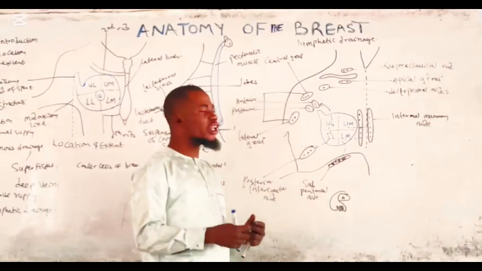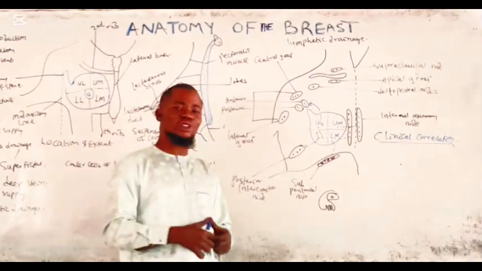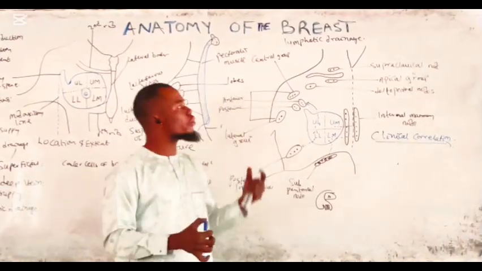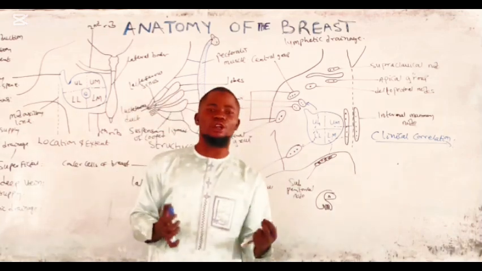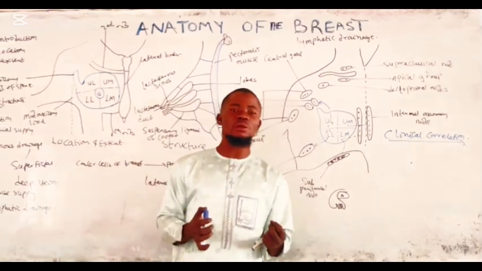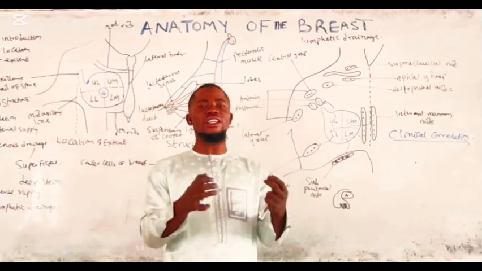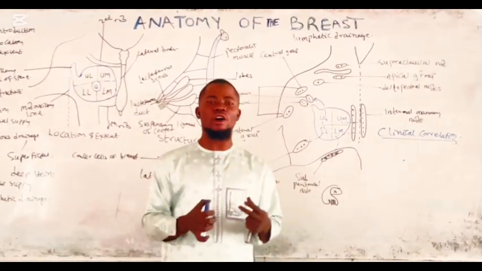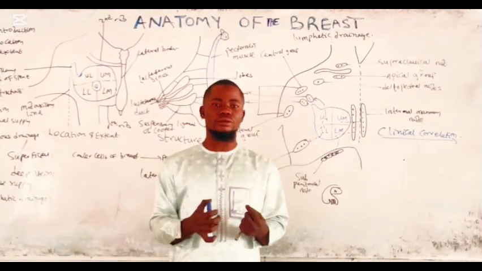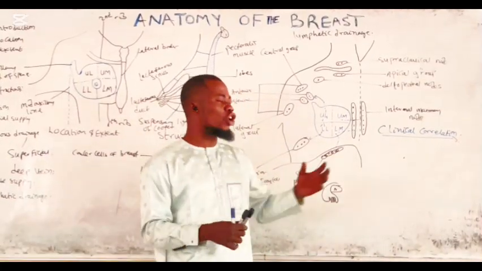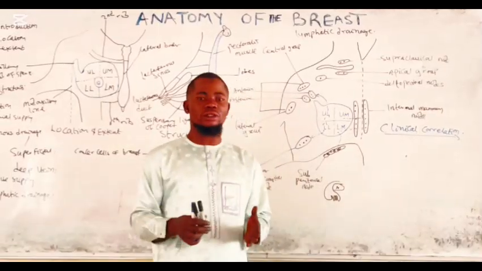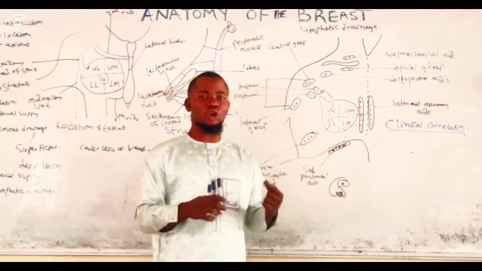Next is the clinical correlation. One of the most important clinical correlations of the breast is breast cancer. Breast cancer arises from the epithelium of lactiferous ducts, and it is majorly seen in postmenopausal women due to the lack of the hormone estrogen.